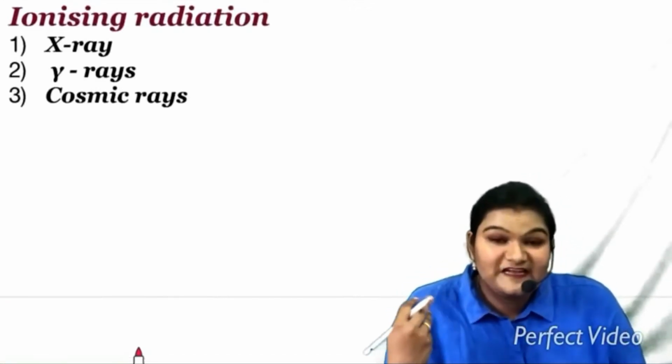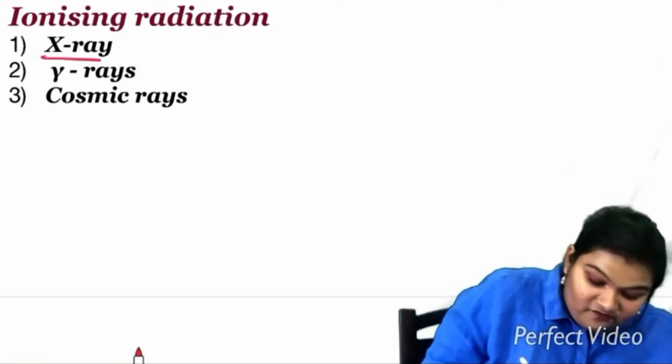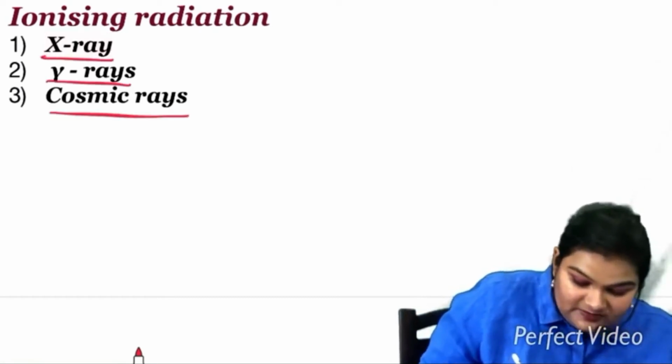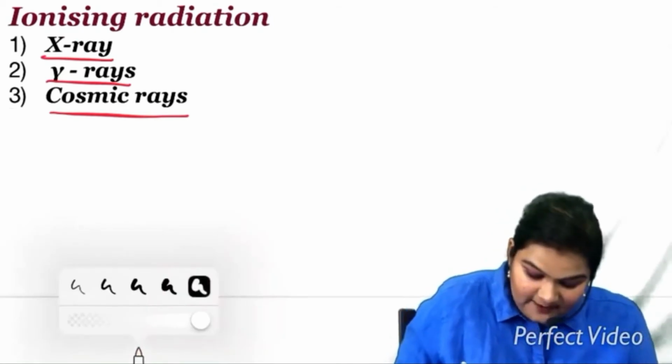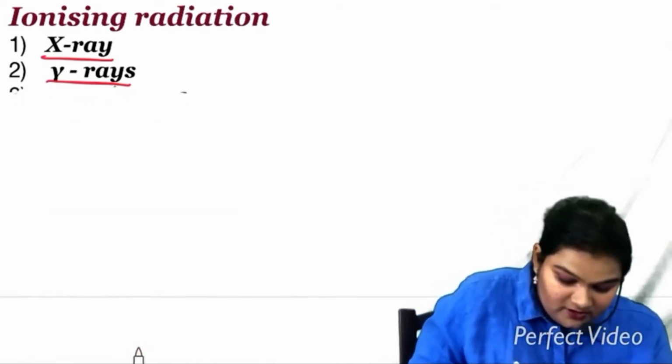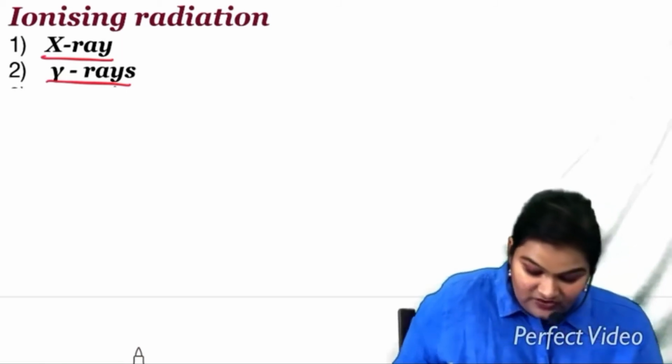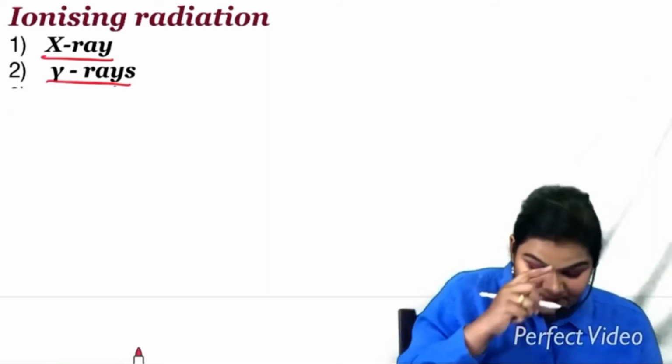So what are the three types of ionizing radiations we have? We have X-rays, gamma rays and cosmic rays. Cosmic rays do not reach us, so let us skip that part from our studies. So what are we left with? We are left with X-rays and gamma rays.